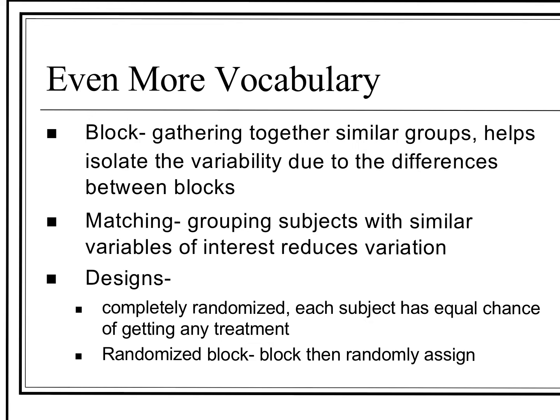Then we had blocking. We blocked you based on initial heart rate, right? And we actually did a matching, groups of 2. We had 2 treatments, and so our blocks were of size 2. So we grouped you based on your initial heart rate, right? The 2 lowest heart rates, the next 2 lowest, and so on.